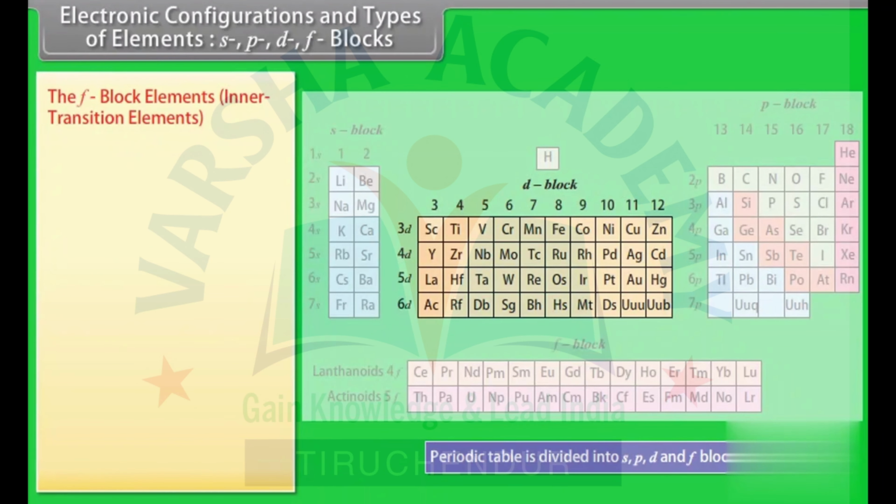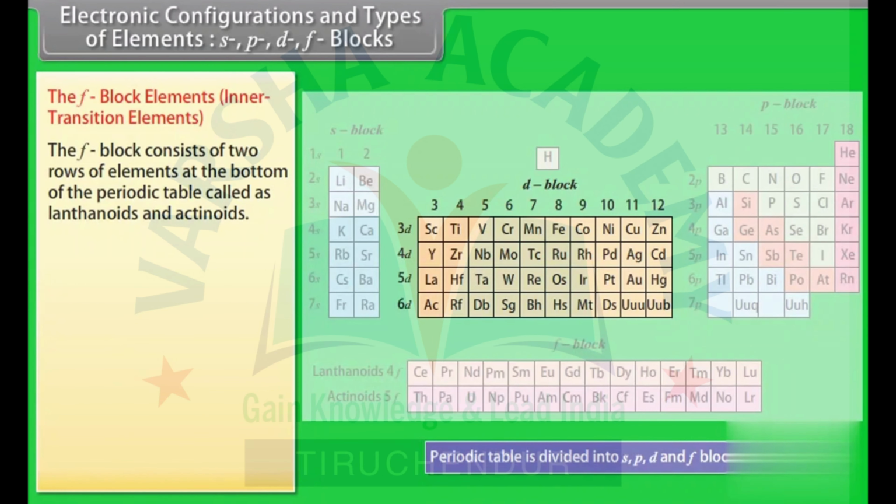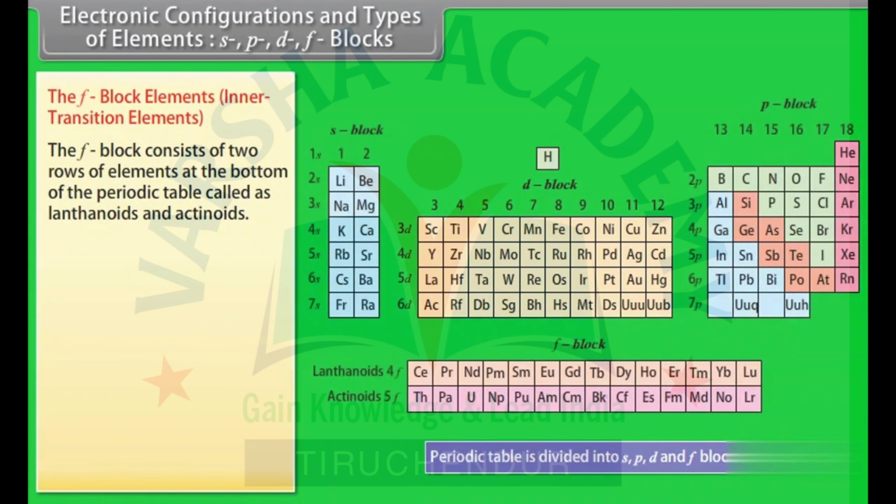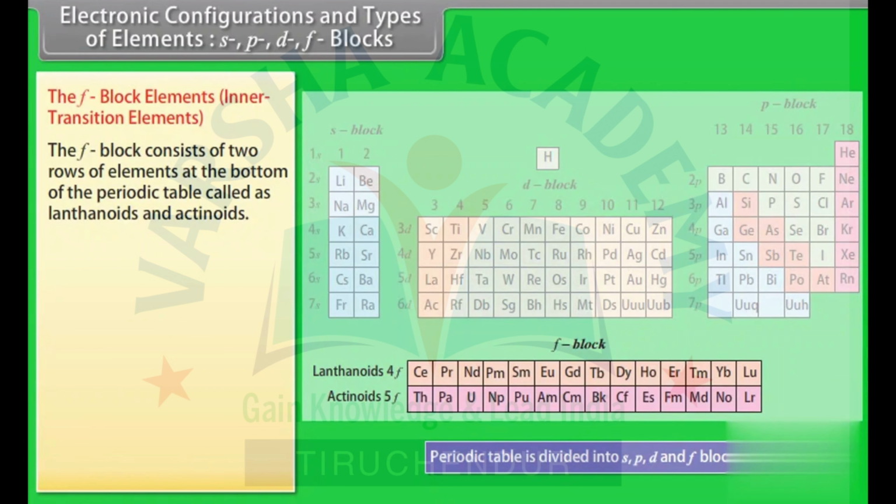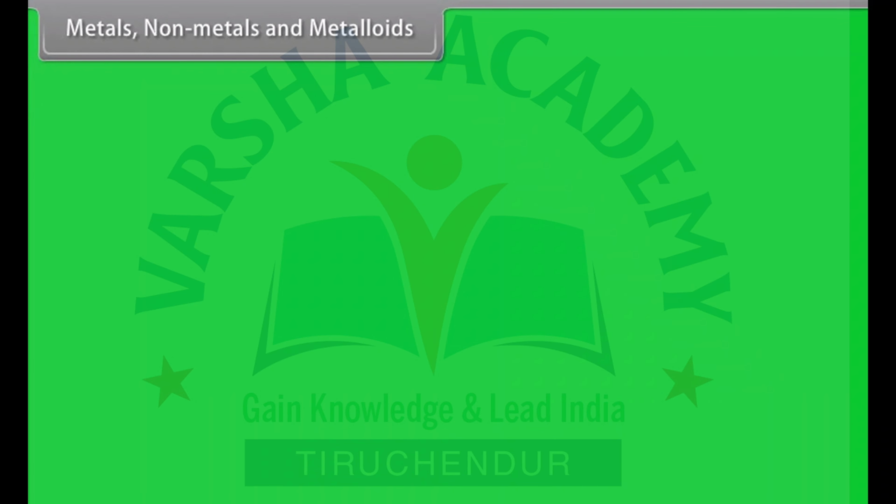The F block elements, inner transition elements. The F block consists of 2 rows of elements at the bottom of the periodic table called lanthanoids and actinoids. Their general electronic configuration is given. Metals, non-metals and metalloids.